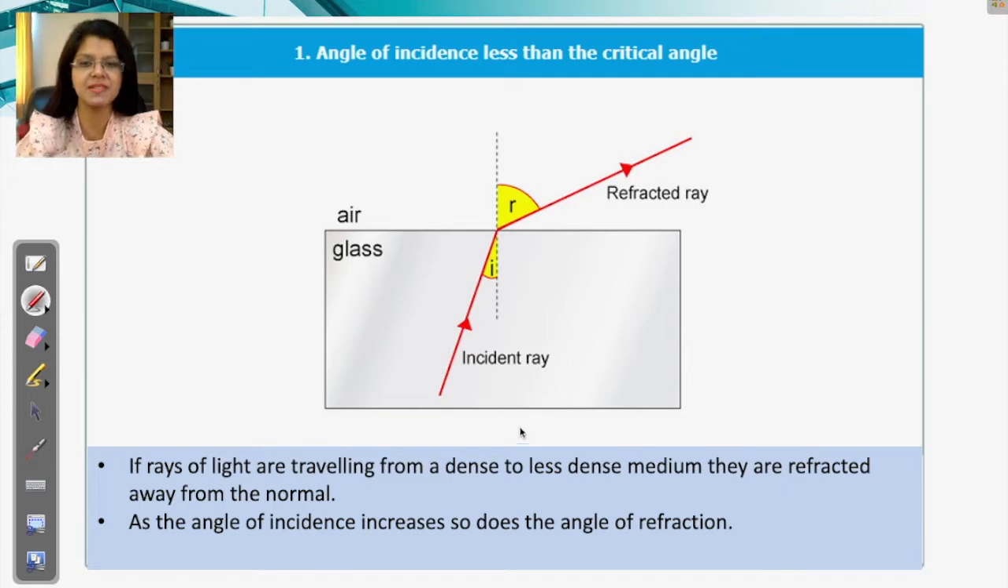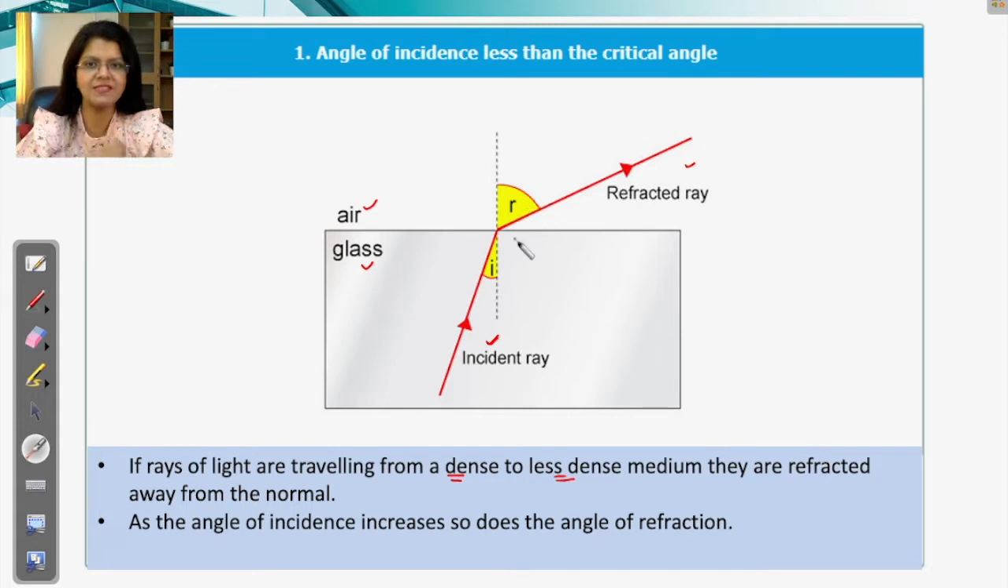Pay attention to this. Dense to a less dense medium. It is moving from the glass into the air. The incident ray is in the glass and it is moving out in the air. So if the light is traveling from a dense to a less dense medium, it is refracted away from the normal. So this is what you already know. When the light comes from a high density to a low density medium, it bends away from the normal.